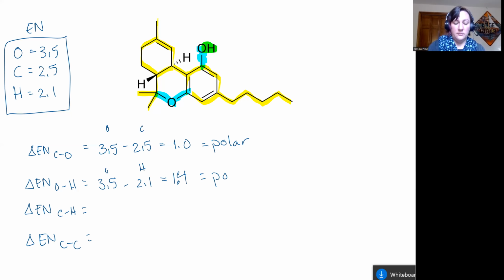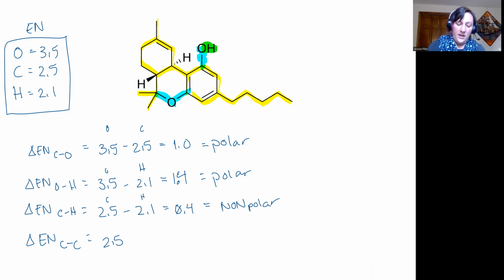That's also polar. Carbon and hydrogen, we have 2.5 for carbon minus 2.1 for hydrogen. That gives us a value of 0.4. That's nonpolar because it's less than 0.5. Now, carbon and carbon, we still check this. So carbon is 2.5, and the other carbon is also 2.5. So that's an electronegativity difference of 0. So that's clearly nonpolar.